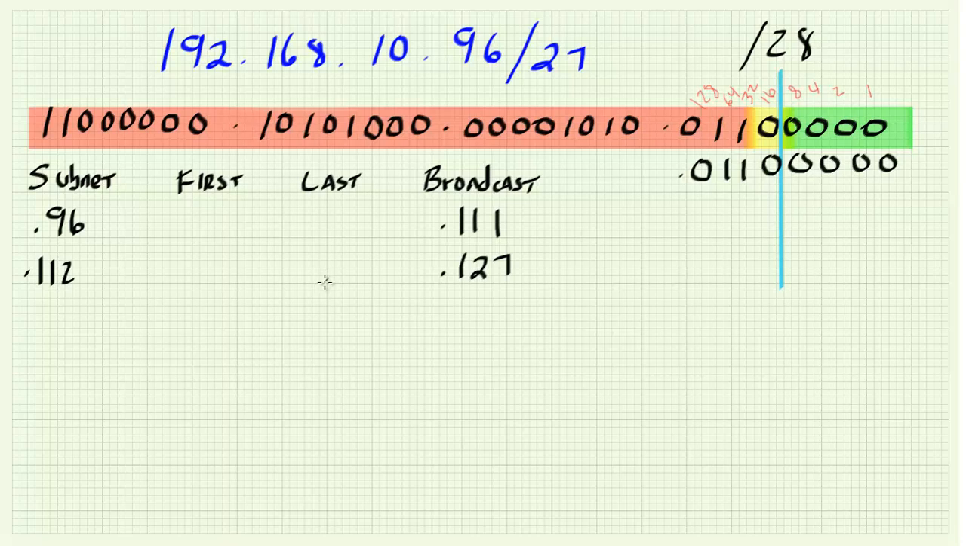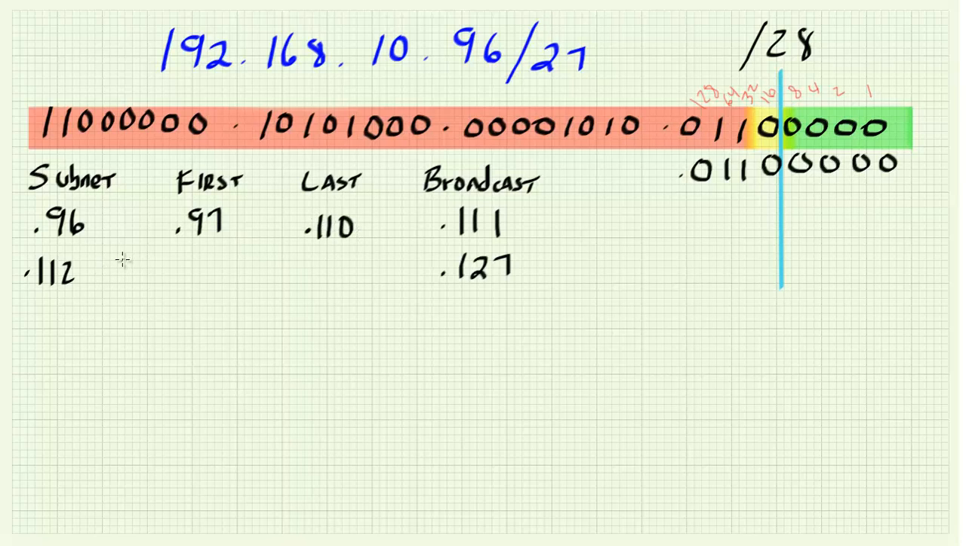So now that we know the subnet IDs and the broadcast IDs, it's very easy to come up with the first and last host IP addresses. The first one is going to be the subnet plus 1, that's .97. The last one is going to be the broadcast minus 1, which is .110.